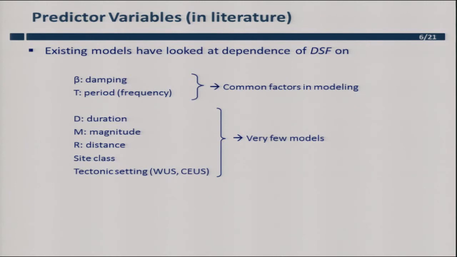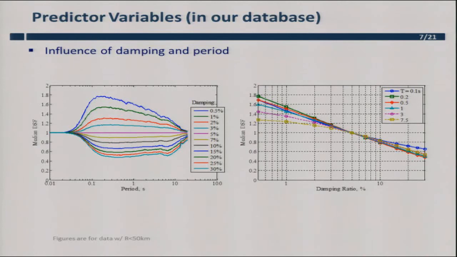The next question to answer was, what are the predictor variables? We looked into the literature. Obviously, damping ratio is a necessary parameter that's been used in all models. Period is a common factor in all the existing models. But duration, magnitude, and distance, that I'm showing by D, M, and R in this presentation, have been considered in very few studies. They are very important parameters, however. 1 or 2 studies look into the effects of site class and tectonic settings as separated by Western US region and Eastern US region. We also looked into our database to find the appropriate predictor variables.